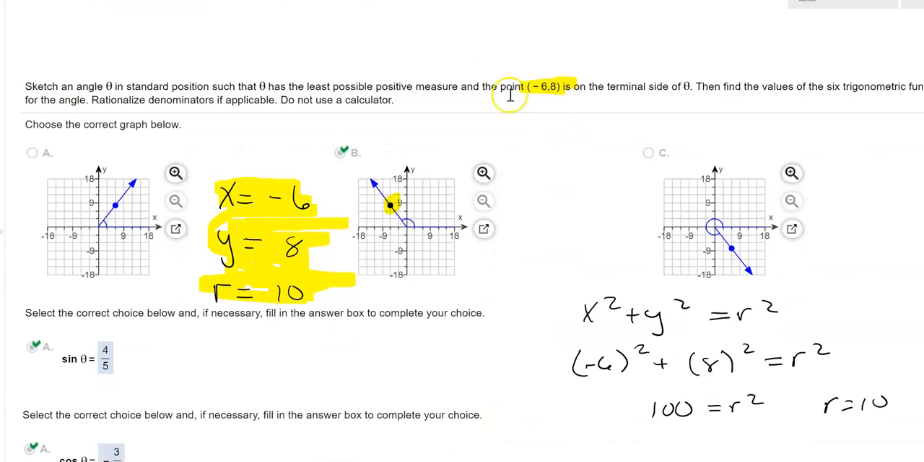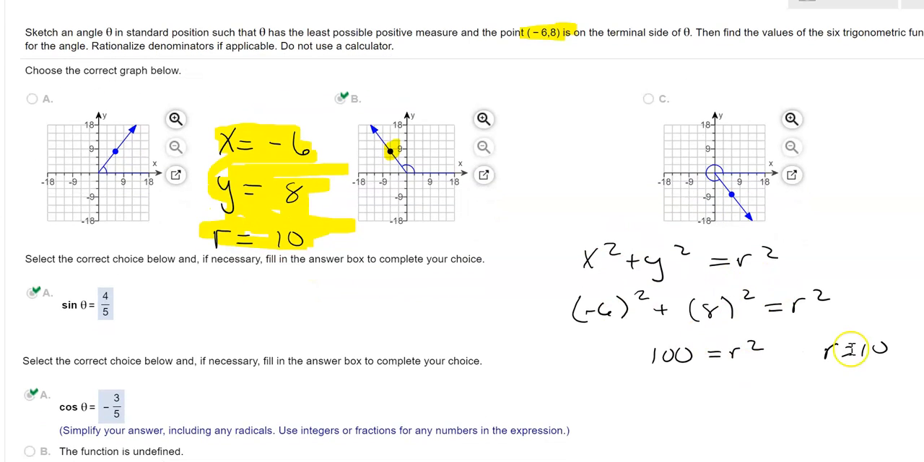More of the same with the next one. Here we see we have an x value that is negative. We still have the follow through with the radius. We still get 10, and we're still using those same ratios. So y over r, 8 over 10 reduces, and we continue that.